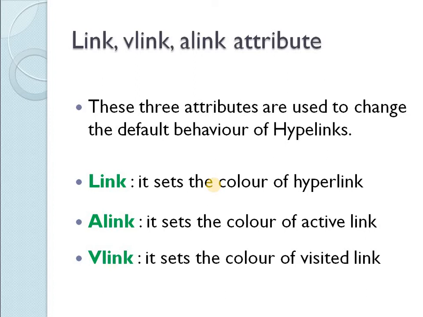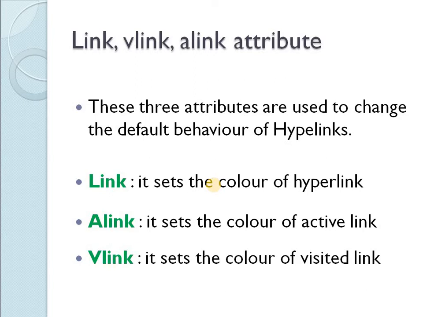Link, vlink, alink attributes. These are three attributes, and all three are related, or rather they will directly impact the hyperlink section. By default, the hyperlink appears in blue color with underline style. If you visit that link, the visited link appears in purple color and the active link appears in red color. But we have the option to change the color of the links.